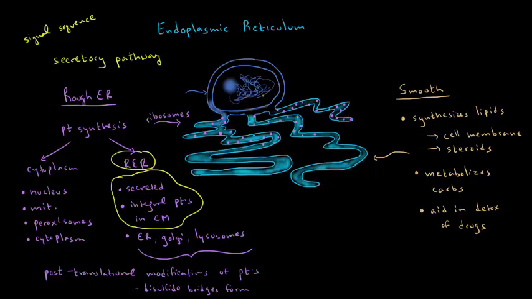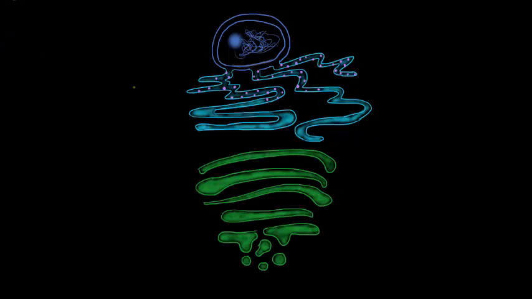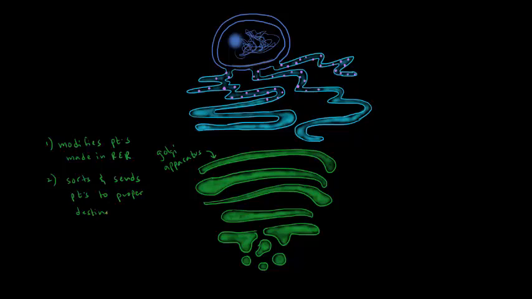In order for us to understand the secretory pathway, we need to talk about another organelle. That organelle is the Golgi Apparatus. The Golgi Apparatus is an organelle that's found near the endoplasmic reticulum. And it's basically a group of sacs that are stacked together. And what happens in the Golgi apparatus? So the Golgi apparatus, number one, modifies proteins that are made in the rough endoplasmic reticulum. Number two, the Golgi apparatus sorts and sends proteins to their proper destinations. And number three, the Golgi apparatus synthesizes certain molecules that need to be secreted from the cell.